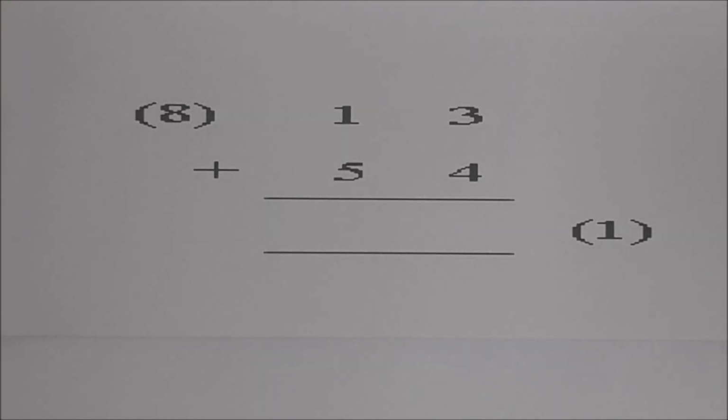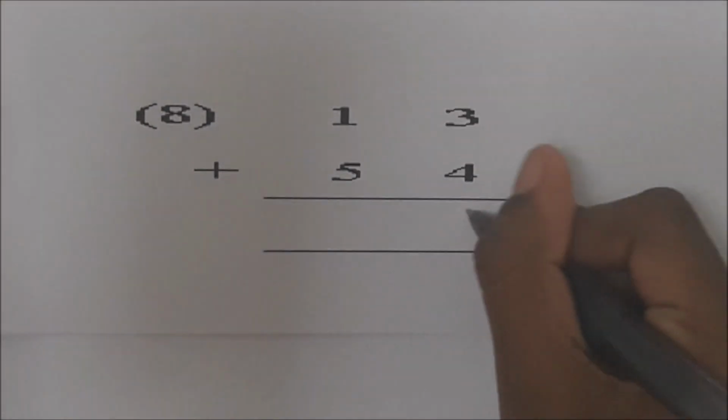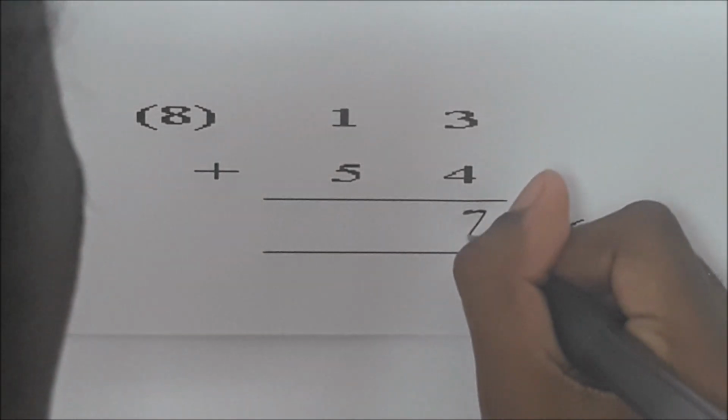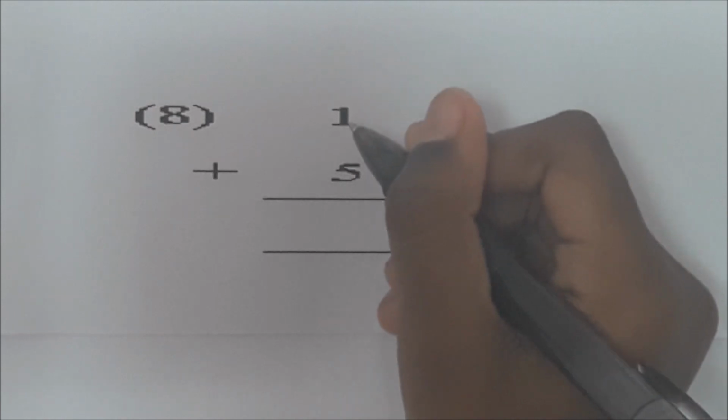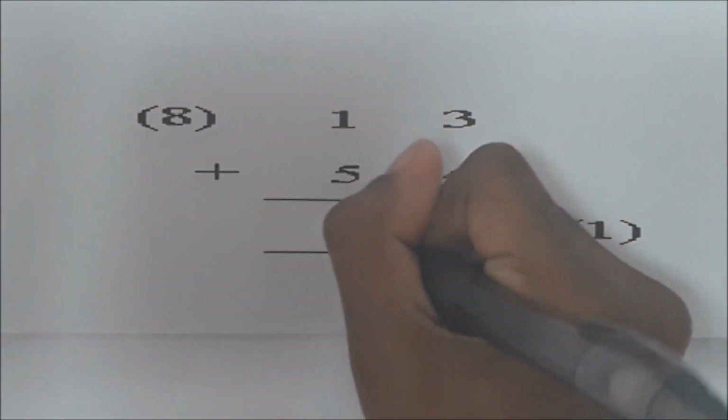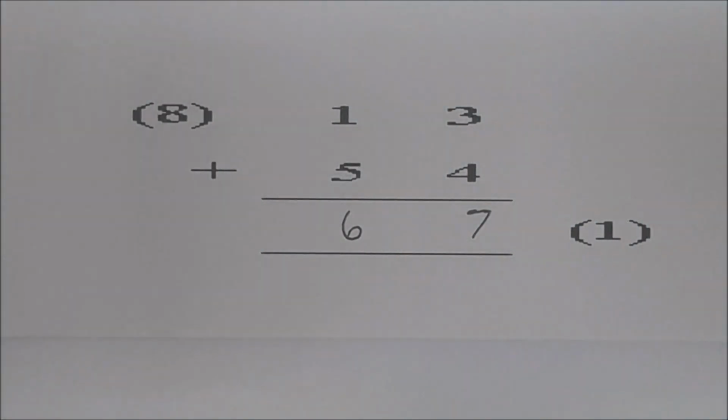Good. Okay, Sky, go ahead. Let's work it. Tell us what you're doing. I'm adding 3 and 4, and that's 7. Write it big. So okay, good. 1 and 5, 6. What's the answer? 67. Hope your child got it correct at home. Very good.